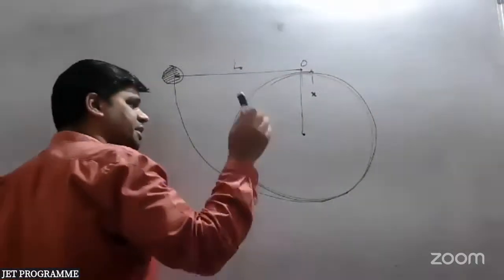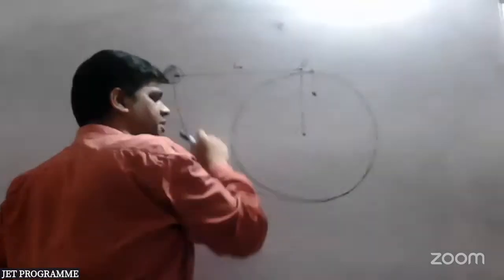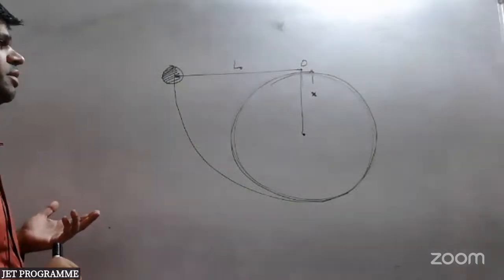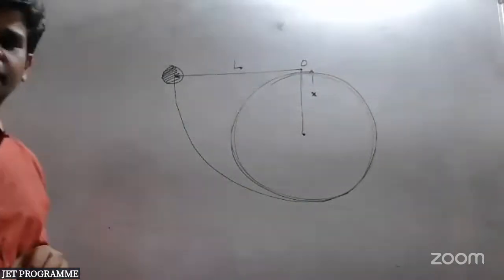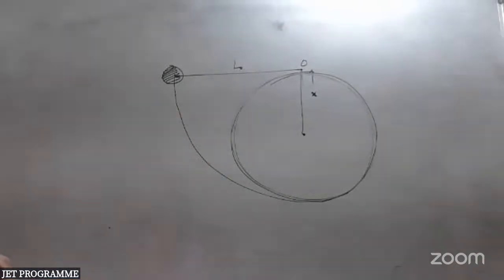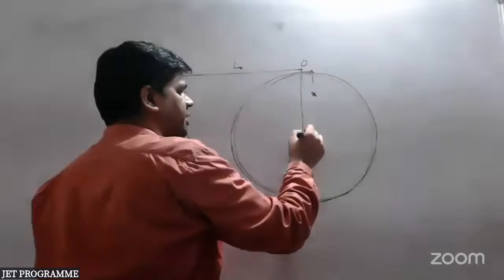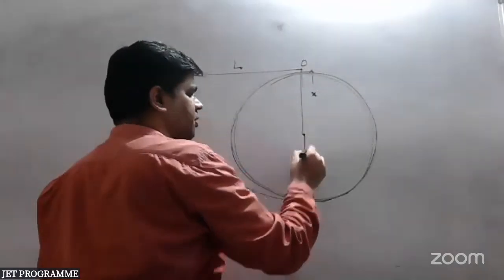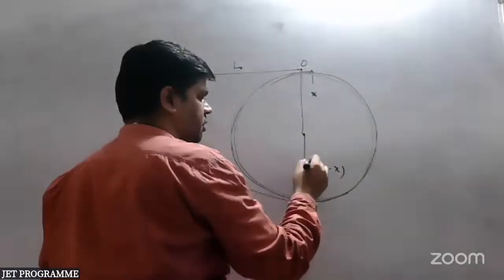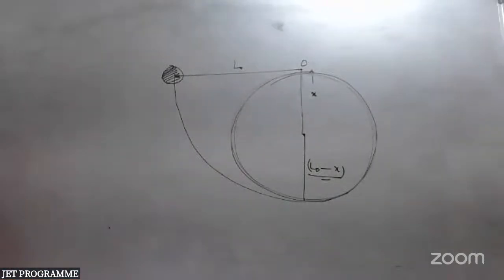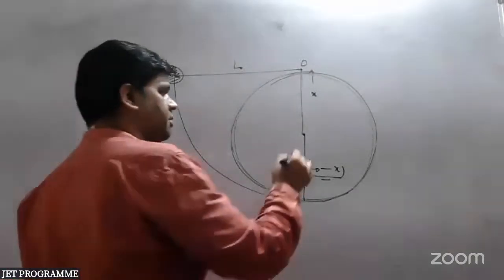Now where should I keep the nail? Where should I nail the nail so that when the ball reaches this lowermost position, it should loop the loop? Yeah, think about it for a minute. What do I do? Now this is x. How much is the radius now? L naught minus x. Do you all agree? L naught minus x is the radius of this circle.